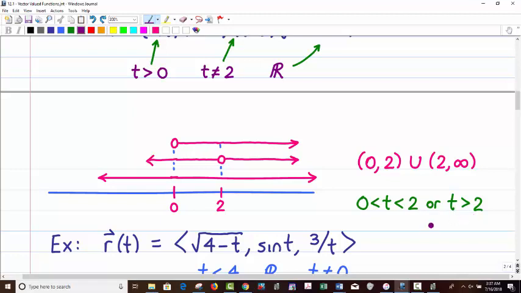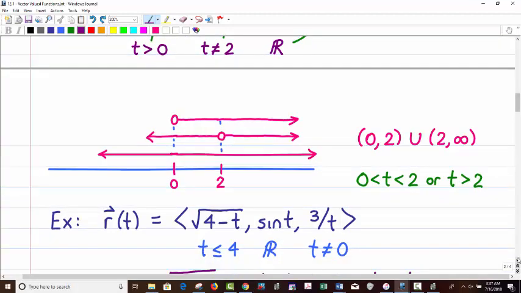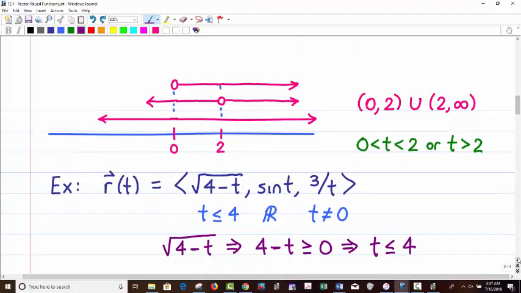That means for that vector valued function, you cannot put in any value for t that's not within this domain. It's basically an error. You have undefined points.